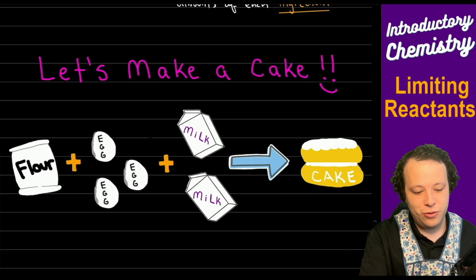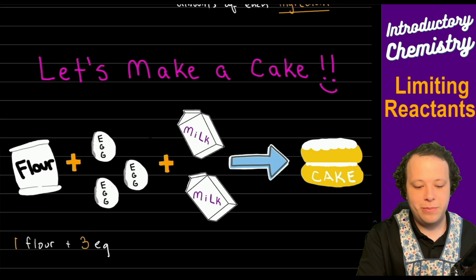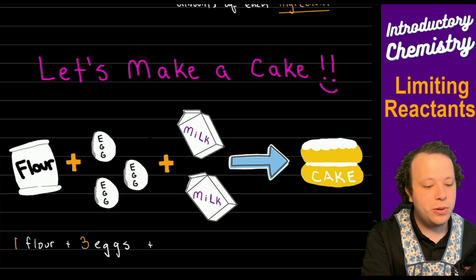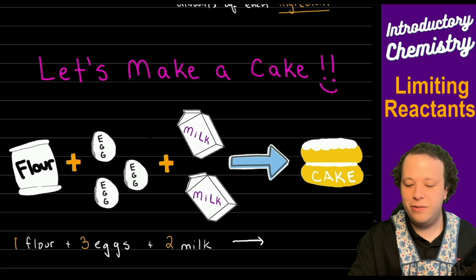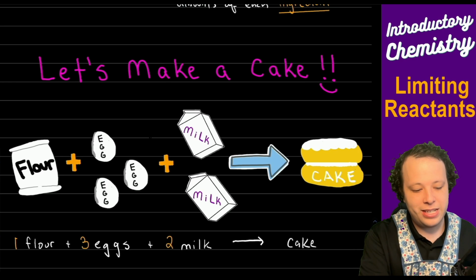If we wanted to write this out as a chemical reaction, we could do that. We could say we have one flour, and that's going to be combining with 3 eggs, and that's going to be combining with 2 milk, just like you would write out any set of coefficients with a chemical reaction. So this is all the same. Whenever you have any type of chemical reaction, it's the same thing as baking.